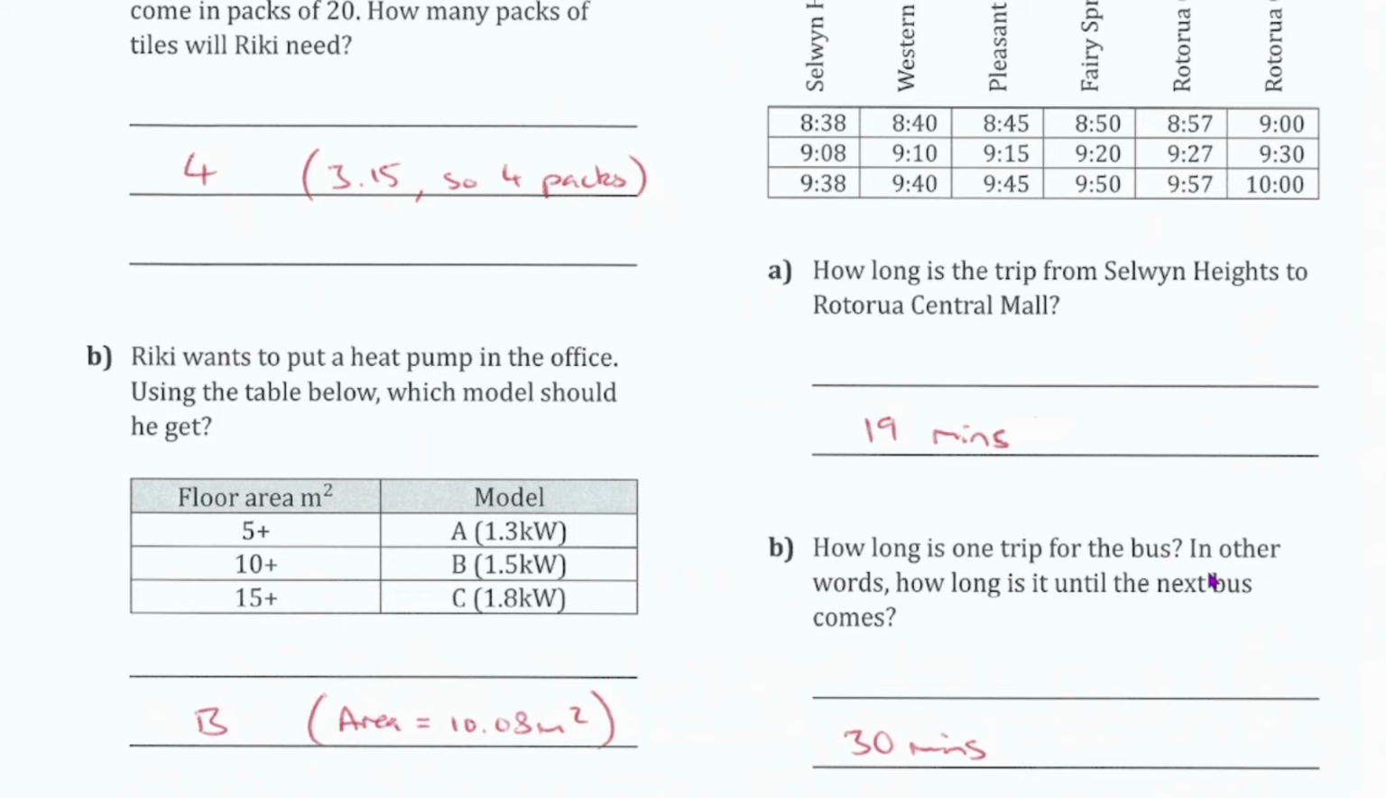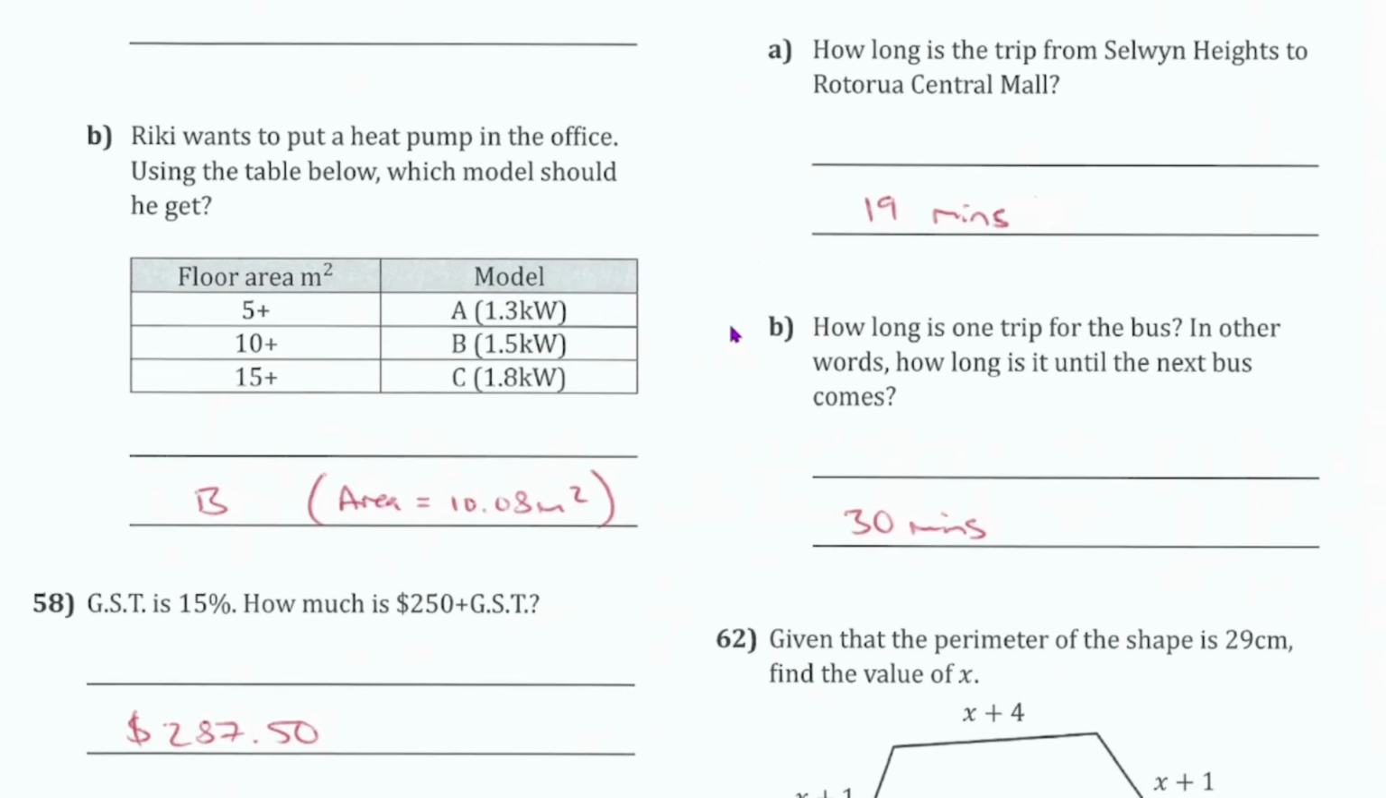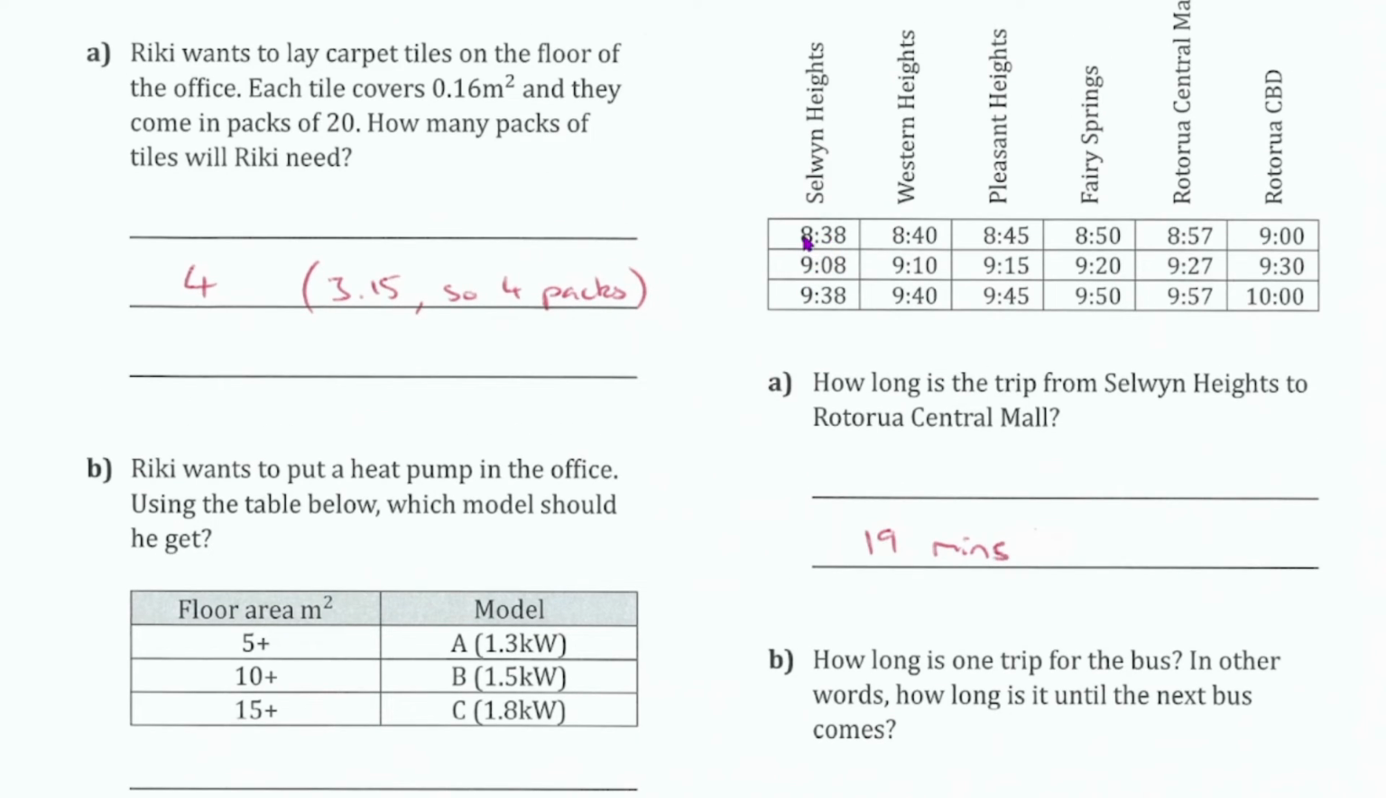How long is one trip for the bus? So we're looking at start to finish. The idea is you go Selwyn Heights, Western Heights, Pleasant Heights, Ferry Springs, Rotorua Central Mall, Rotorua CBD, and then back round to Selwyn Heights. So that 9 a.m. bus becomes the 9:08 at Selwyn Heights. That's the loop. So how long does it take to go from here all the way back? The answer is 30 minutes. That's the difference between 8:38 and 9:08, and the difference between 9:08 and 9:38.